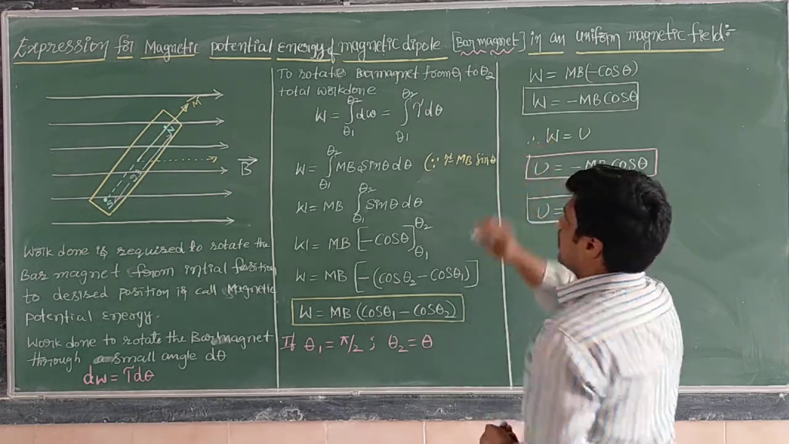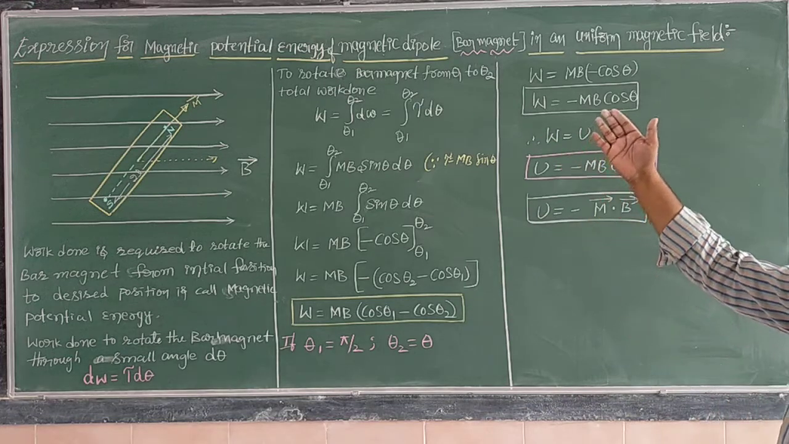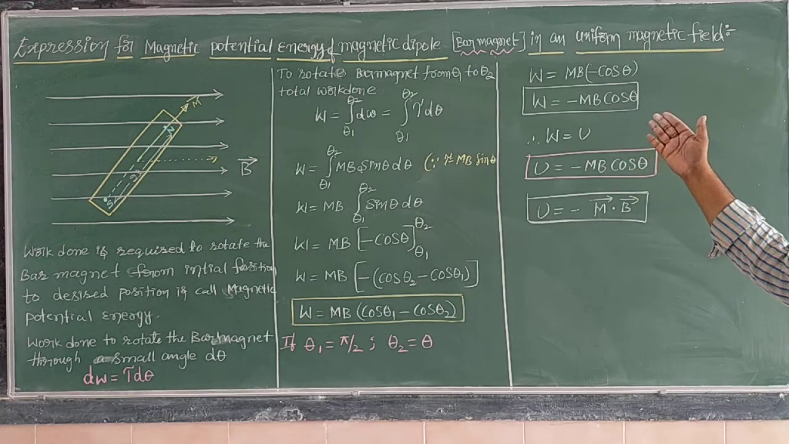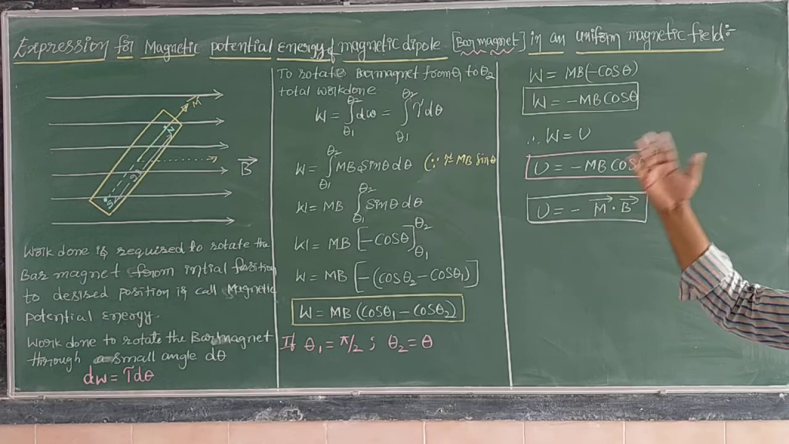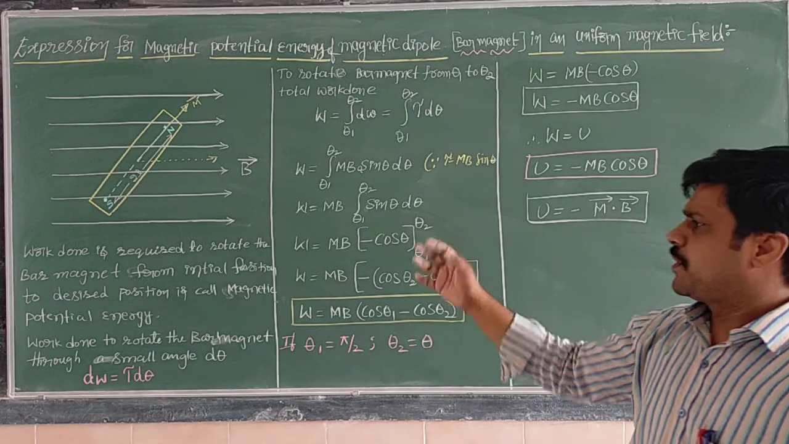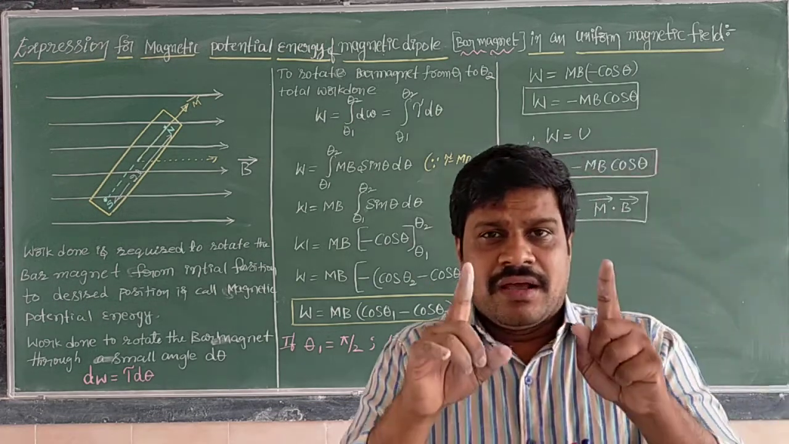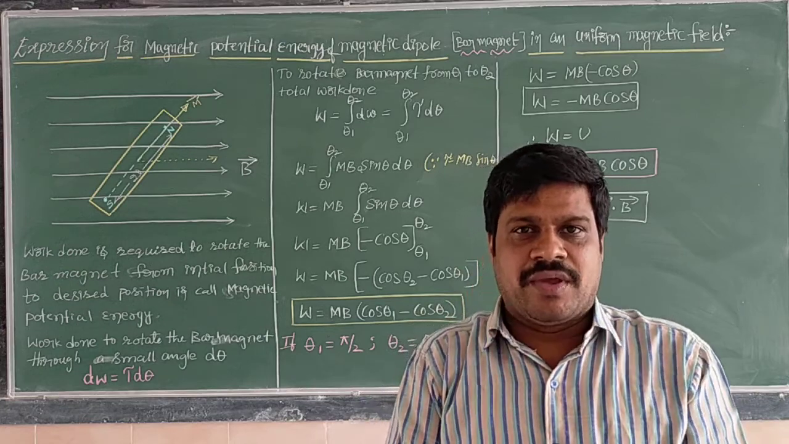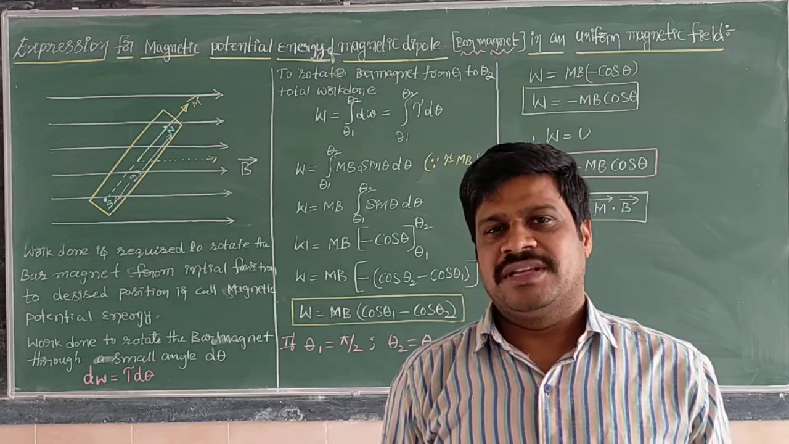Now this is the expression for potential energy of the bar magnet in a uniform magnetic field. Very simple concept. Whatever explanation I have given, you just have to follow that. That is more than enough.